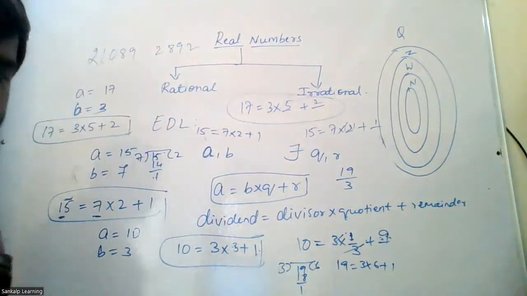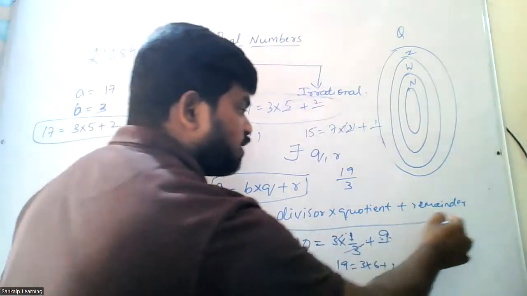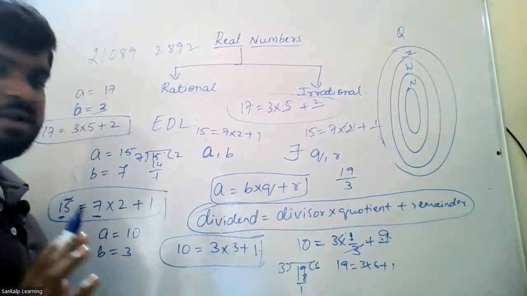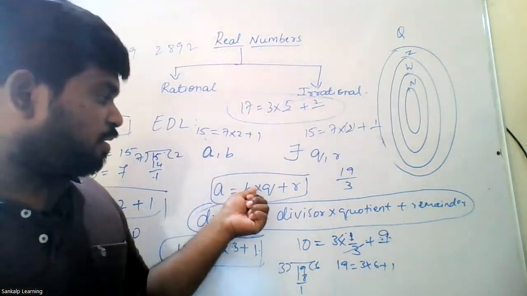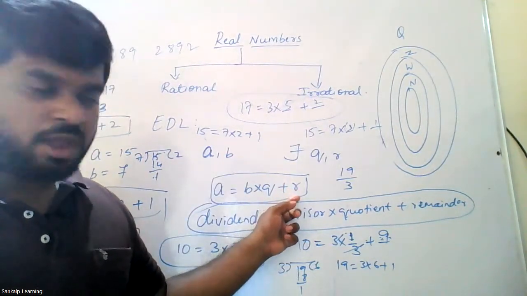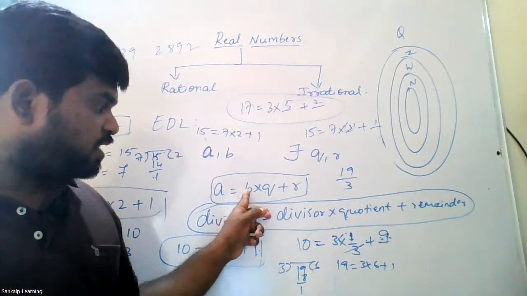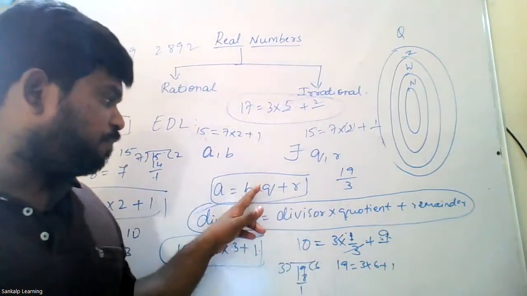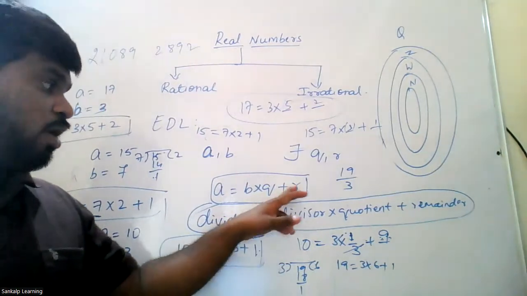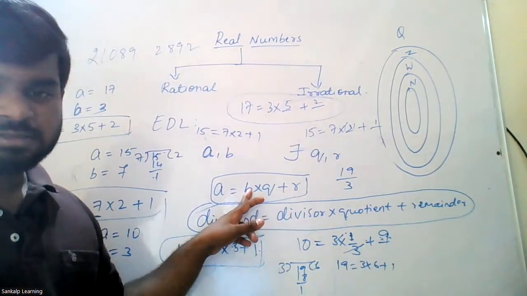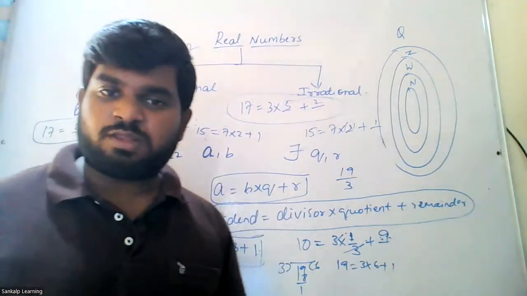So the thing that you have to remember in Euclid's division lemma is this: dividend is equal to divisor into quotient plus remainder. And one more thing is this R value will always be less than B. Whatever your B is, R will always be less than that. It cannot be greater or equal also. We'll discuss more about this when we start doing the problems.